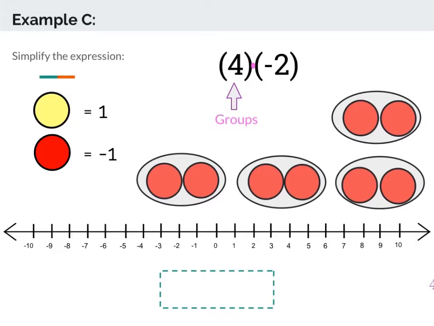And when I do that, I can see the answer to my question by just counting up all the negatives that I now have. So all the counters, I've got 1, 2, 3, 4, 5, 6, 7, 8. So I've got -8 counters. So I know my answer is -8. So 4 times -2 gives me -8.